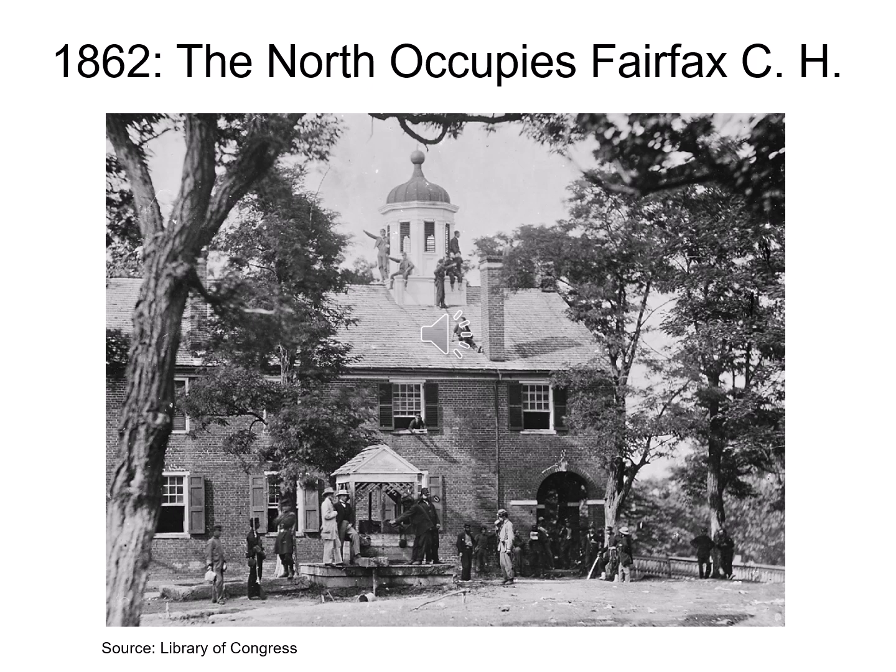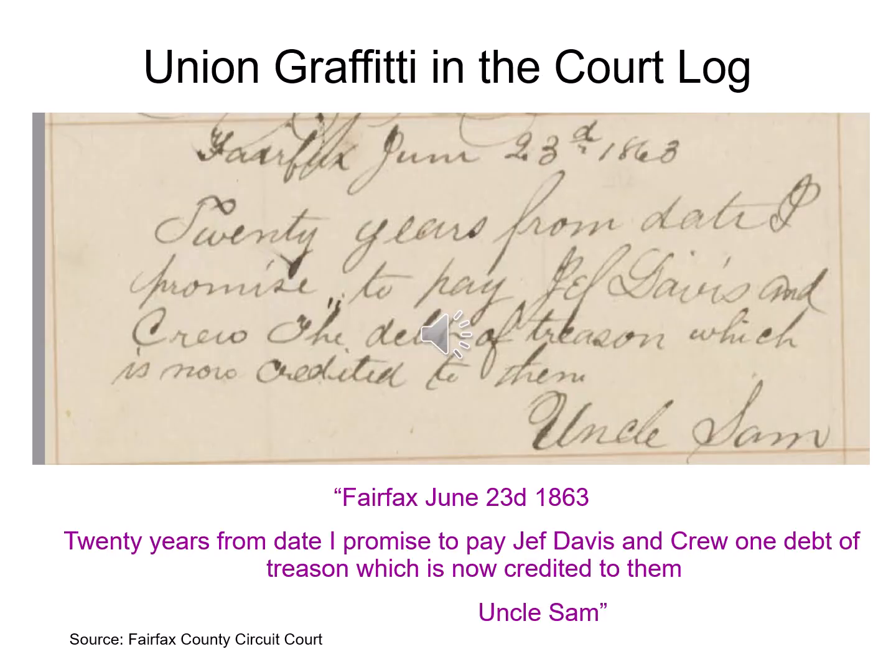We saw earlier how Fairfax Courthouse looks today. This is Fairfax Courthouse in 1862, occupied by Union soldiers all about it. I estimate about 20 in this photo. Aside from stealing Martha Washington's will, which is a separate story, they left graffiti in the court log. This one regards a promissory note from Uncle Sam to Jeff Davis on the debt of treason. I'll read it to you.